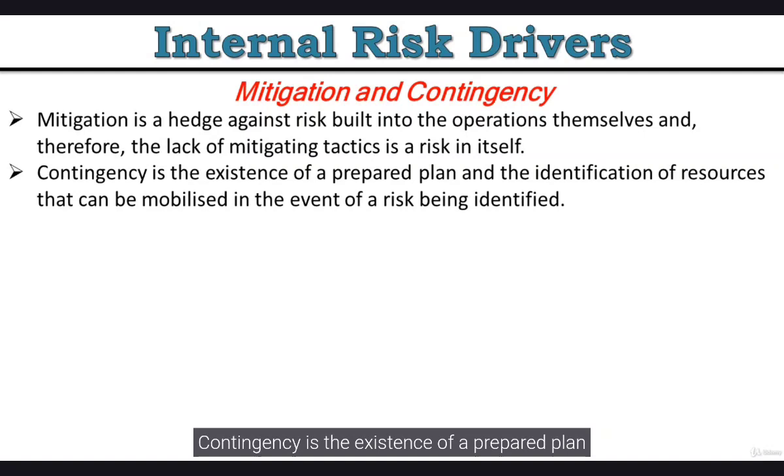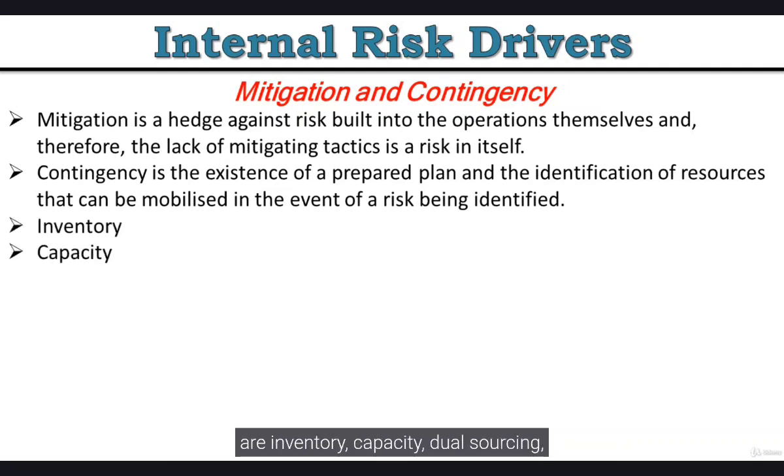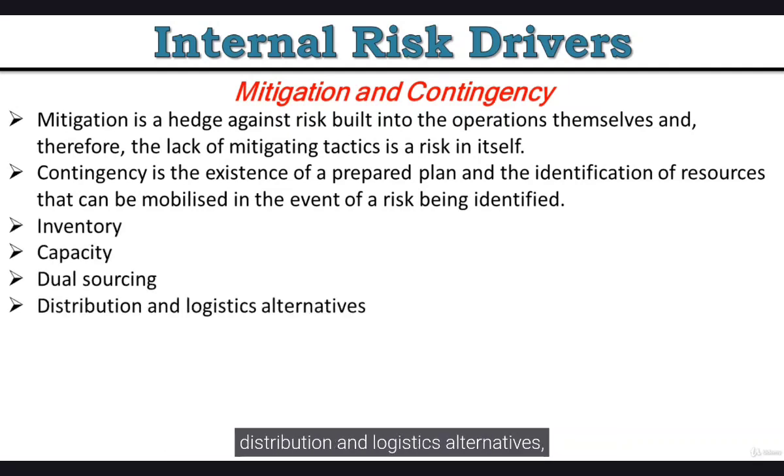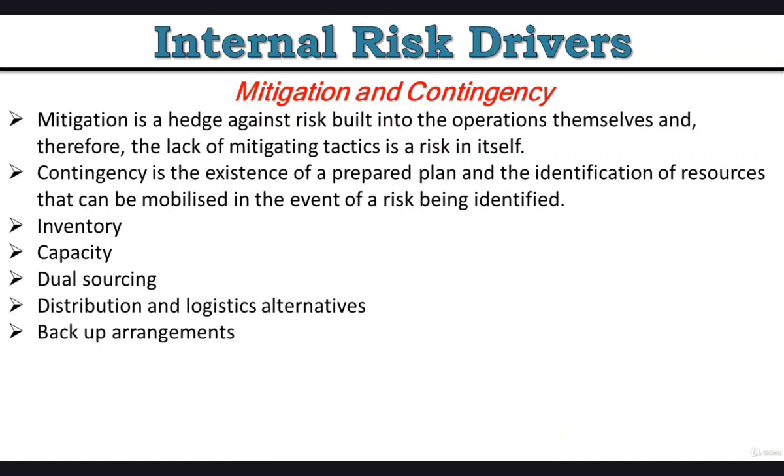Contingency is the existence of a prepared plan and the identification of resources that can be mobilized in the event of a risk being identified. Mitigation contingency is an internal driver that can be put in place to compensate for some aspects of supply, demand, environmental, process, and control risks. The classic mitigations in supply chain management are inventory, capacity, dual sourcing, distribution and logistics alternatives, and backup arrangements.